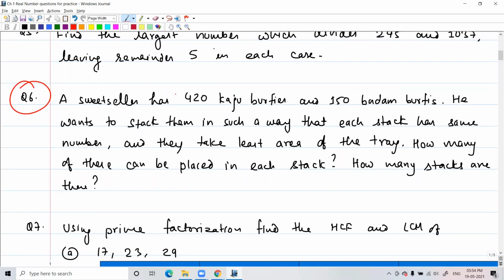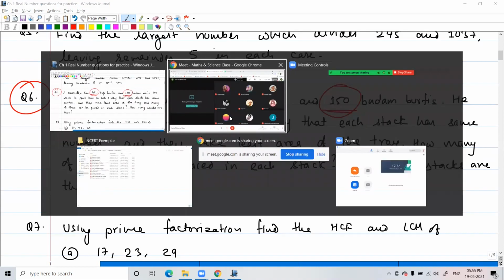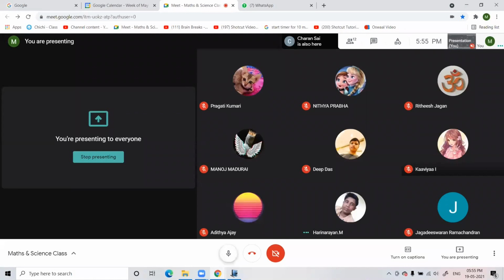Yes, sir. I think most of you know how many stacks there are, or how many sweets can be put into each stack, by finding the HCF, right? HCF is 30, sir. Yes, 30. So each stack will have 30 burfis.